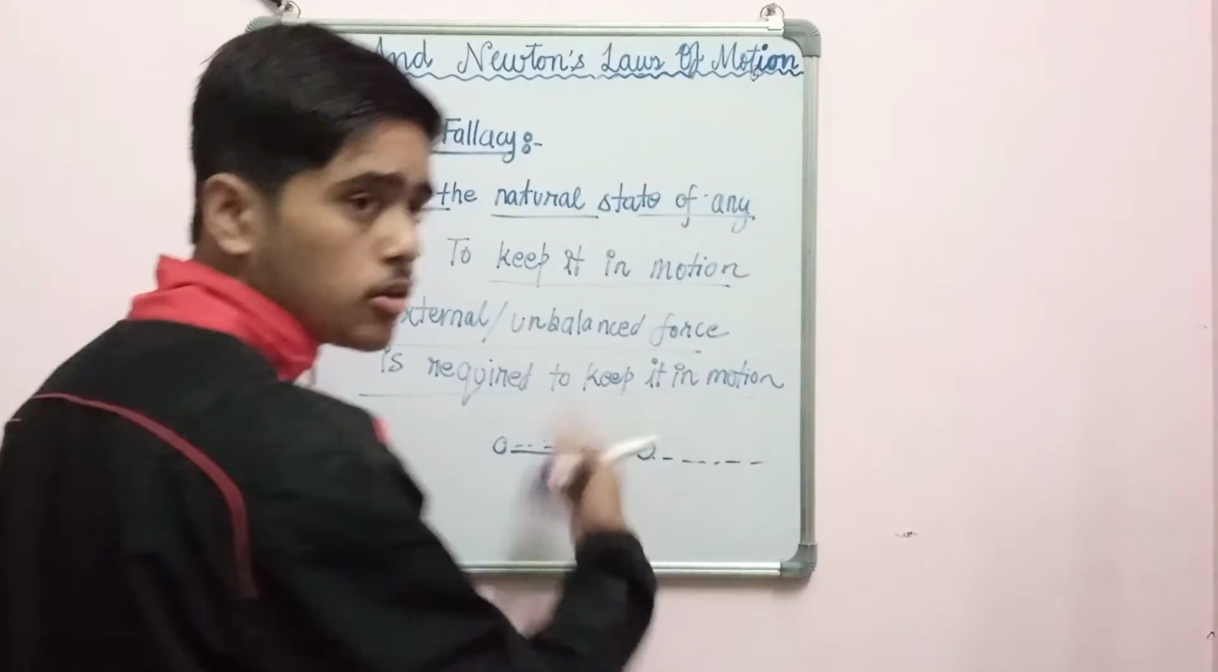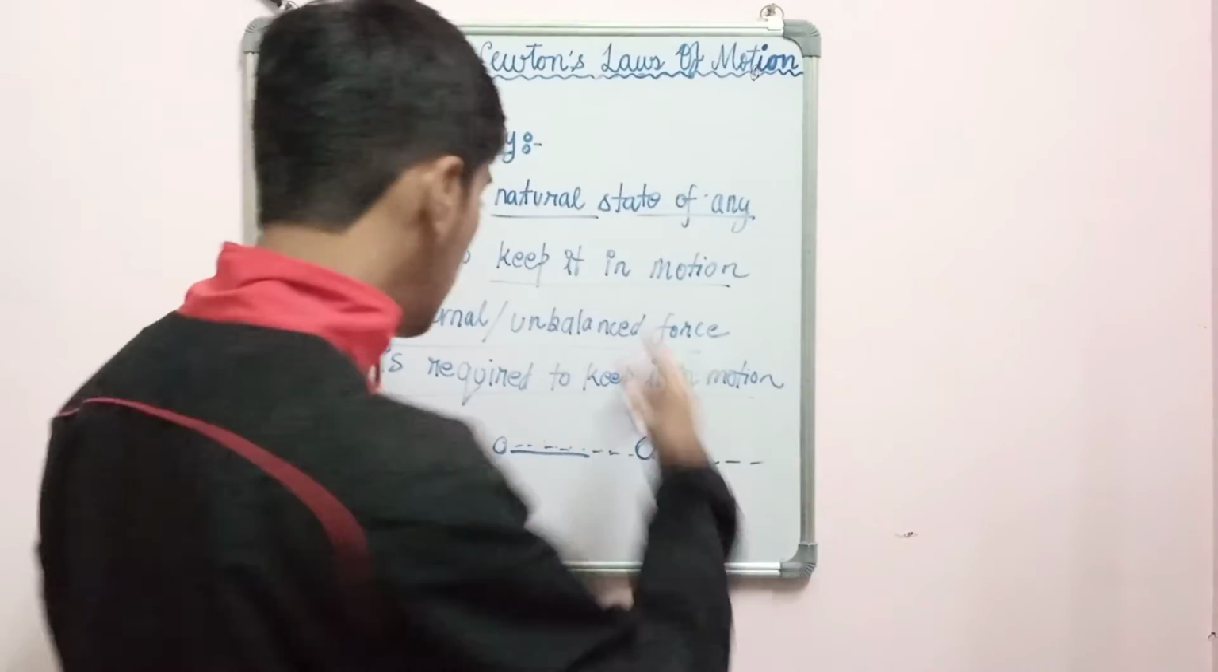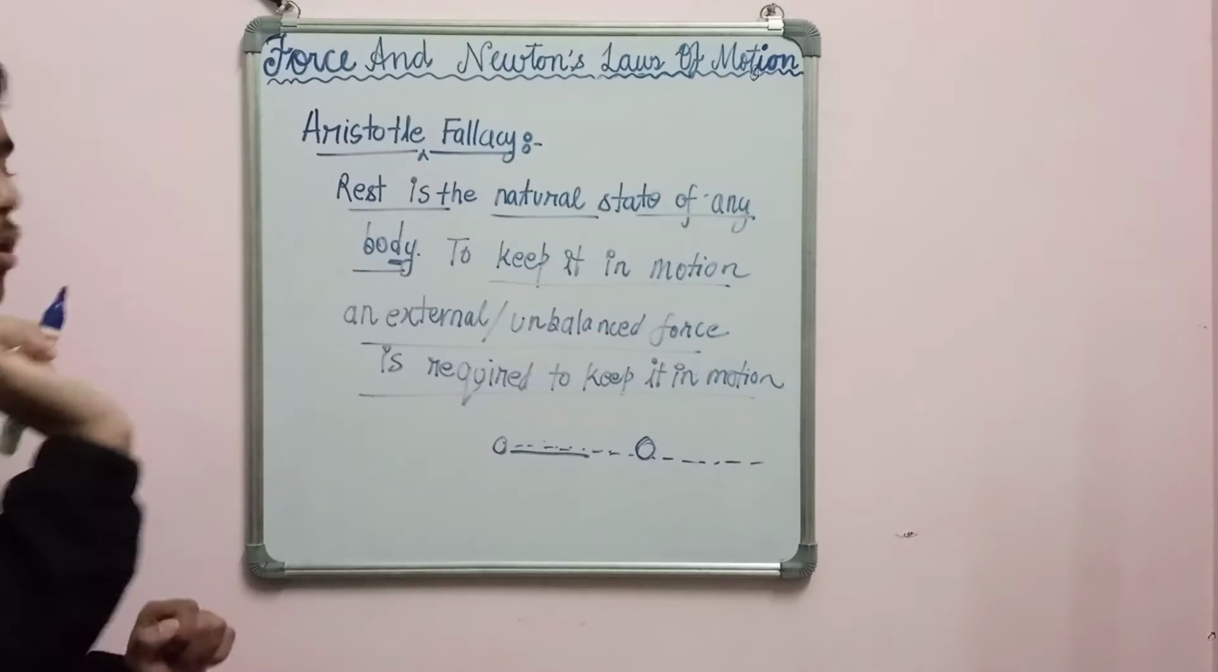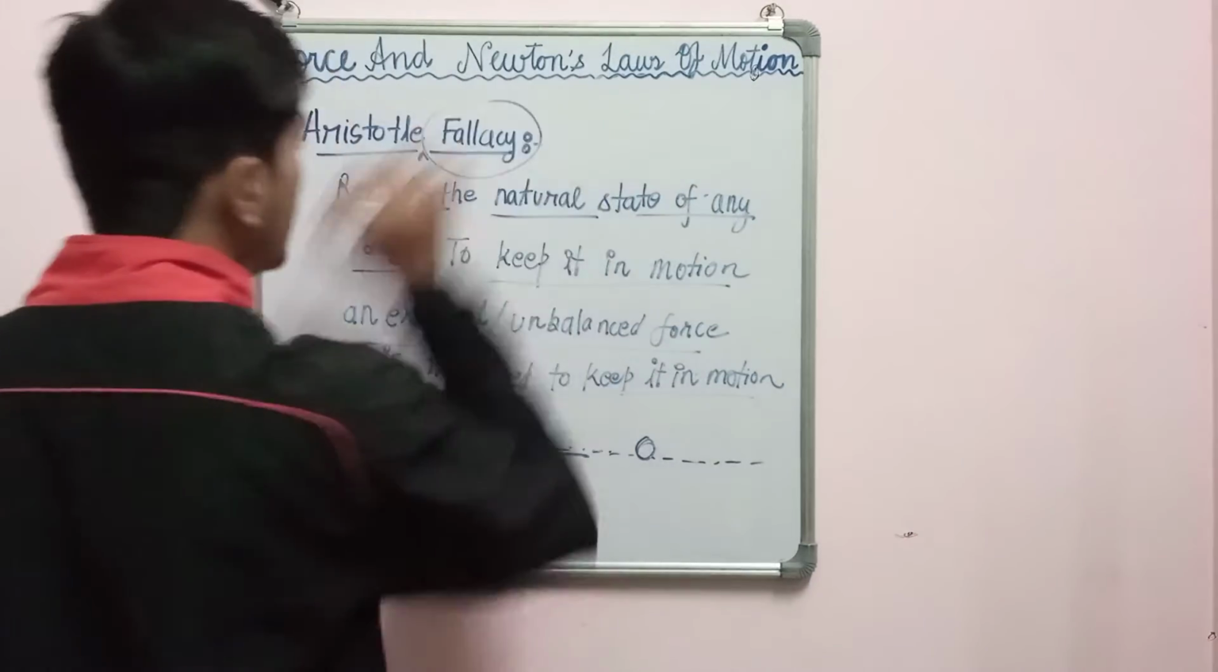We don't need any external force to keep it in motion. It is going in motion. So that is where Aristotle became wrong. That is why this is called a fallacy.